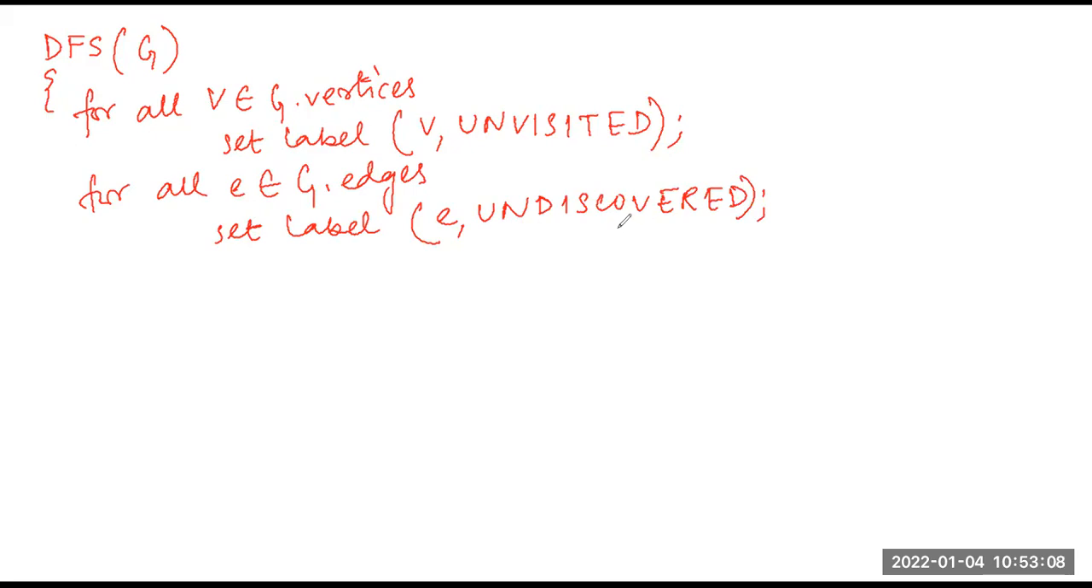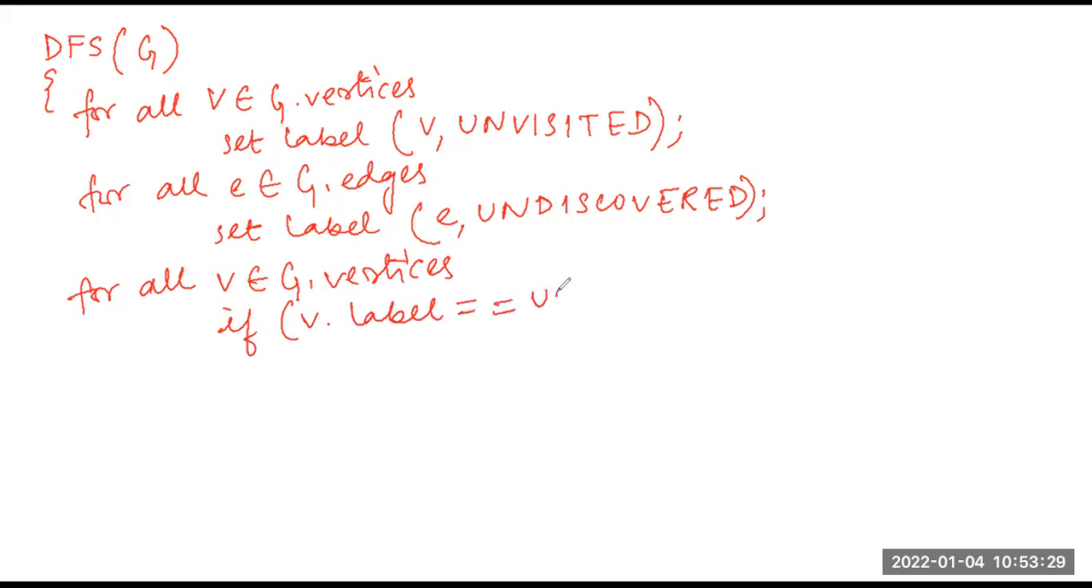Fine, up to this it is clear. Then, one thing we are doing: for all the vertices that belong to the set of vertices in my graph, if the vertex label is unvisited, then we will do what? We will visit that vertex of the graph. Simple method. Fine. So here one is closed.